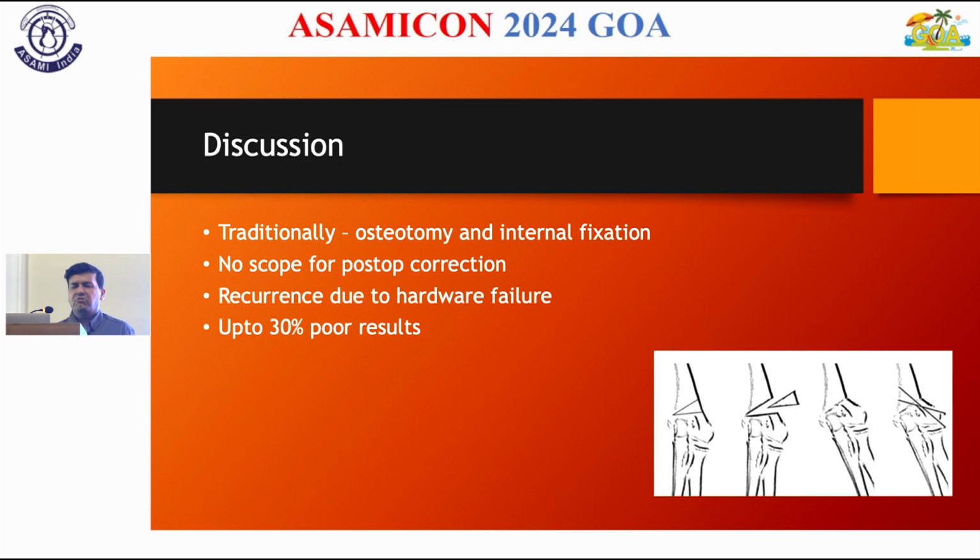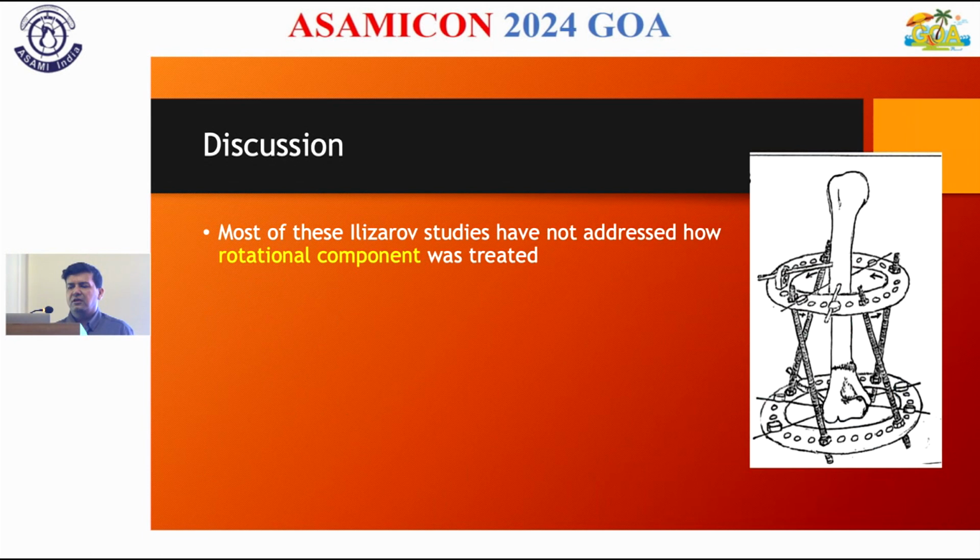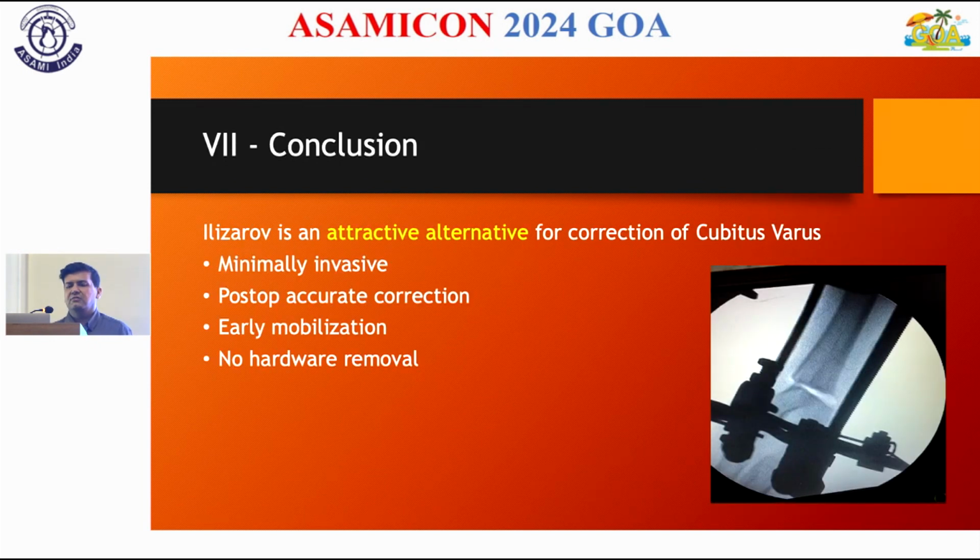To discuss, traditionally, most of the trauma surgeons especially go for osteotomy and internal fixation, but there is no scope of post-op correction, and it's a cosmetic surgery. There are chances of recurrence due to hardware failure, and in literature, up to 30% of osteotomy and internal fixation leads to poor results. Many studies have now been published on cubitus varus management by Ilizarov, but in none of the studies did we find how to address this rotational component, which is a significant deformity other than the varus.